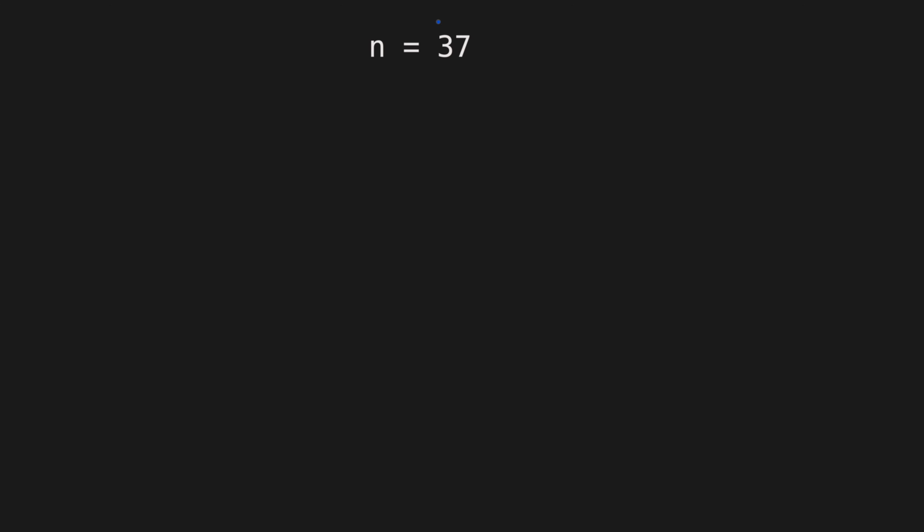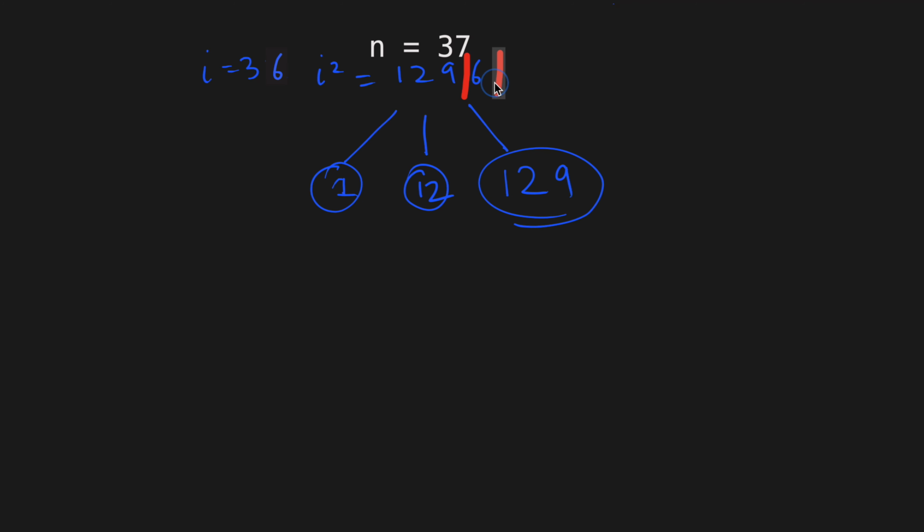Let's take n equal to 37, for which one of the values for i will be equal to 36, and 36 square will be equal to 1296, which we can try to partition like this. First we try to create the partition between 1 and 2. So we will get the number 1, and we have to still partition the remaining string 296. We'll do that shortly. Then we can partition the string between 2 and 9, which will give us number 12, and the remaining substring 96 has to be partitioned. Or we can partition between 9 and 6, which will give us number 129, and the remaining substring will be 6. Or we can partition after 6, and this will give us 1296.